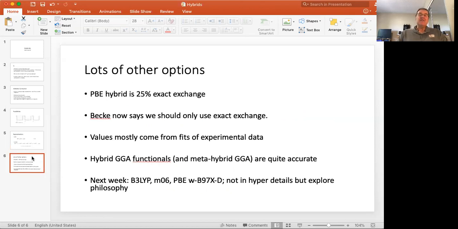Now there are lots of other options. I just showed you B3LYP, but the PBE hybrid is about 25% exact exchange. The weighting mostly comes from fits of experimental data. But Becke, after 30 years of leading the way, now says that the only thing you should do is use exact exchange, so we know that's the right answer. There hasn't been a lot of movement on that. It still seems that the hybrids, as they're constructed, are winning the day. And it's because the hybrids and the meta-hybrids are quite accurate.